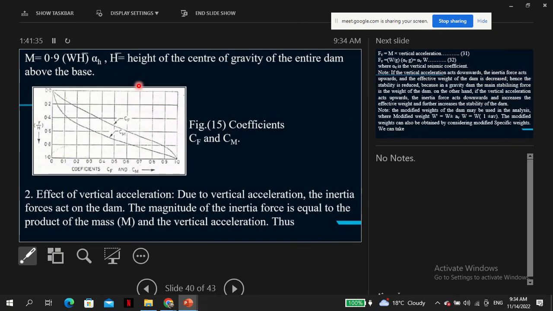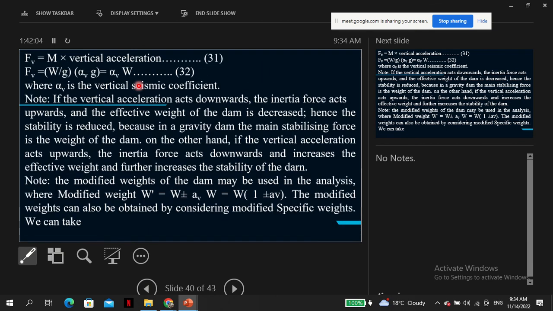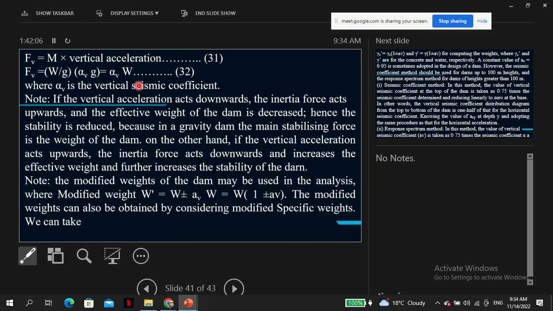So, effect of vertical acceleration. Now we've dealt with the horizontal acceleration. How about vertical acceleration? Due to the vertical acceleration, the inertia force on the dam has a magnitude equal to the product of the mass and the vertical acceleration. The same idea as what we talked about in the horizontal case.